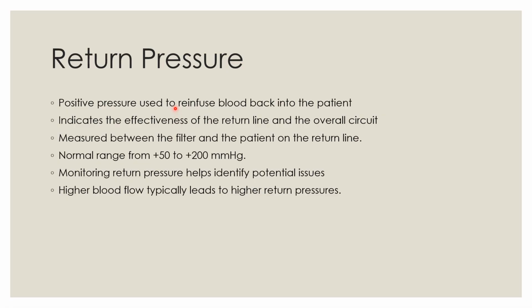Return pressure is the positive pressure used to re-infuse blood back into the patient after it has been filtered. It indicates the effectiveness of the return line and the overall circuit. It is measured between the filter and the patient on the return line. The normal range of return pressure typically ranges from +50 to +200 mm of mercury.